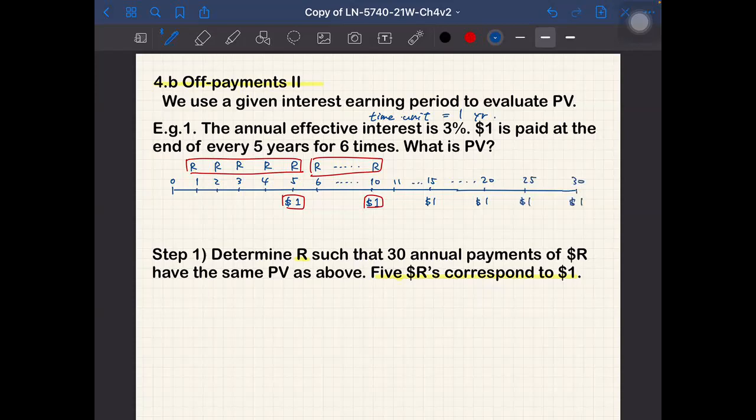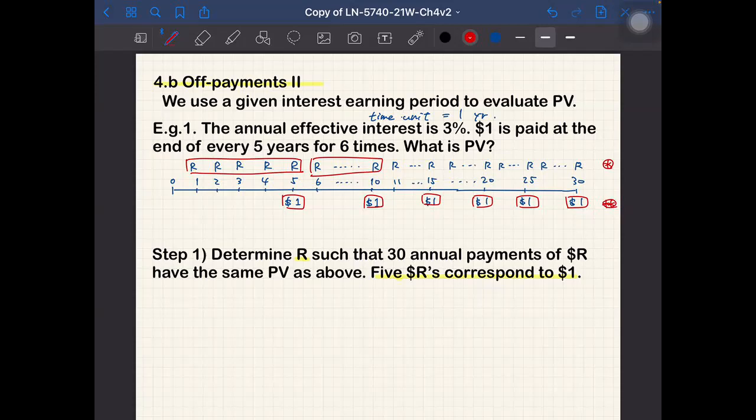So we consider the 30 payments of R, so that is a regular annuity immediate, which has equivalent present value as these 6 payments of $1. Then after that, we calculate the present value. The present value of the cash flow above this time diagram is a usual annuity immediate, so we can use the annuity immediate formula. So we have 2 steps. At first, to determine R. Then second step, we calculate present value.